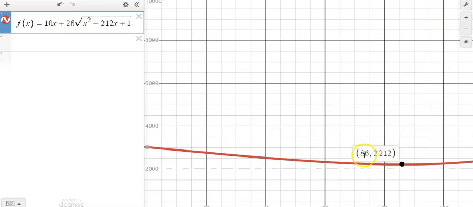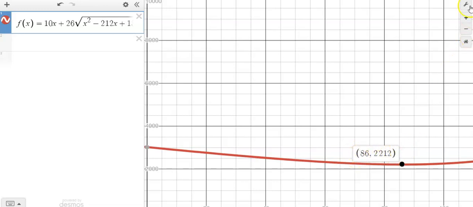So the x that gives you the minimum is going to be 86, and this is our y value. So this is actually what our minimum cost is going to be. So x is going to be 86, and then the cost is going to be 2212.